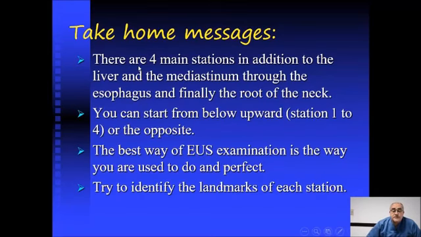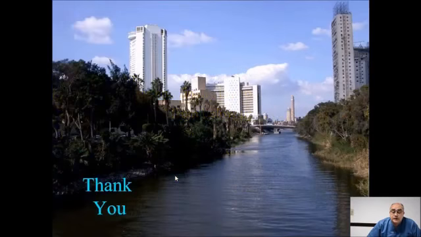Now the take home messages are there are 4 main stations in addition to the liver and the mediastinum through the esophagus, and finally the root of the neck. You can start from below upwards, station 1 to 4, or the opposite, and the best way of EUS examination is the way you are used to do and perfect, but try to identify the landmark of each station. And thanks for your attention.